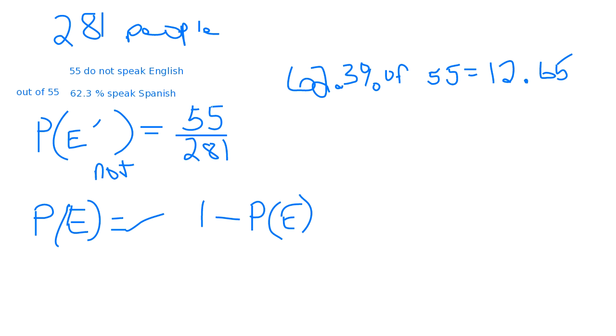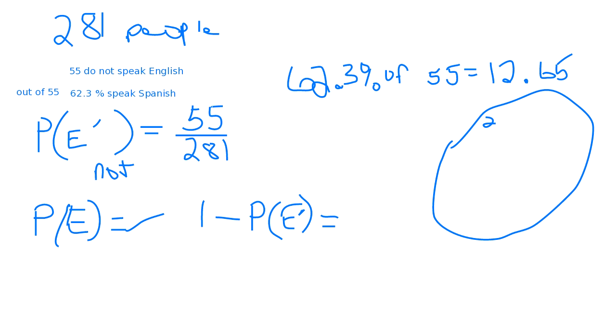Or you could look at it this way. Here's 281 people, 55 don't speak English. What does that leave? The rest? Well, you subtract. So 281 minus 55 is 226. So this is going to be 281 minus 55.